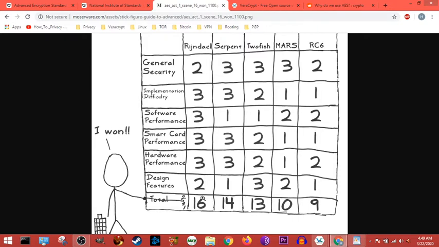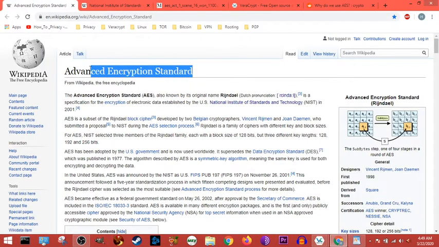A bunch of encryption experts came together. They judged all the entrants, which were Rijndael, Serpent, Twofish, Mars, and RC6, and Rijndael won. So Rijndael became the Advanced Encryption Standard. And this all happened back in 2001. Since then, AES has become the most widely adopted, most widely tested, and therefore the most widely trusted encryption algorithm in the world.